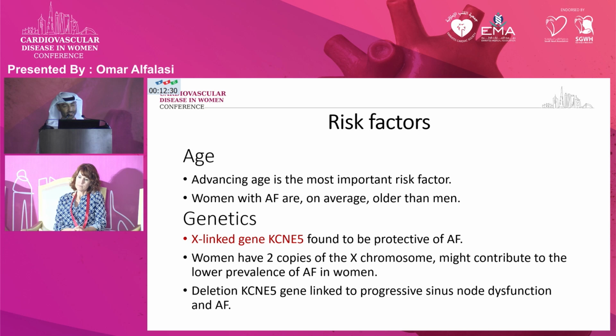When we talk about genetics, there is a potassium channel gene, and that's an X-linked gene. Some studies suggested that because females have two X chromosomes, and this gene actually reduces the risk of or protects you from atrial fibrillation, they're less likely to develop atrial fibrillation. What was even more interesting is that in some families that have atrial fibrillation, they found a deletion in the KCNE5 gene, leading to them having more atrial fibrillation. So genetics do play a factor, and the double X chromosome that females have is actually a protective measure for them.